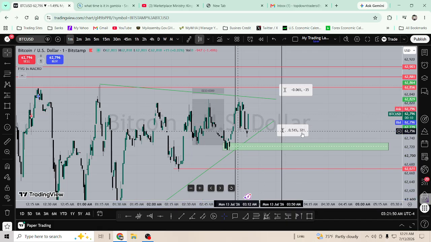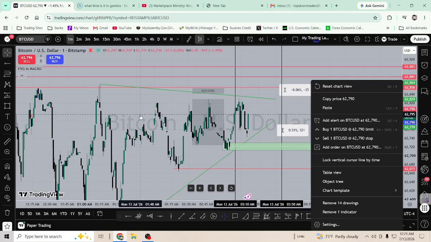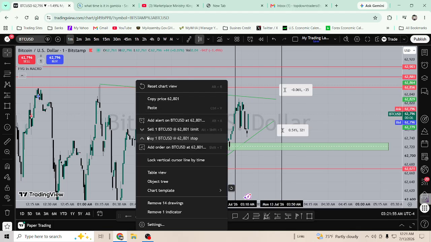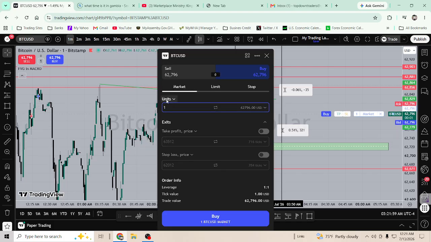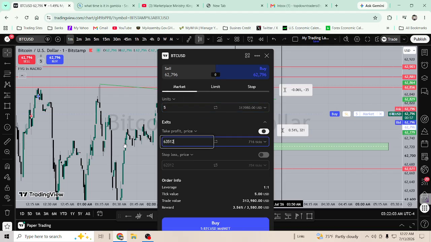I'm going to put in a buy order right now because I think we're going to break out to the upside. And I'm going to take profit at the top of that liquidity void, 62,903, 62,900. I'm going to use the round numbers.